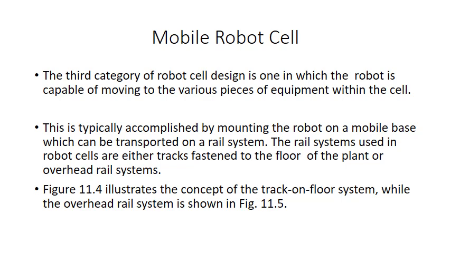Now let us move to mobile RoboCell. The third category of RoboCell design is one in which the robo is capable of moving to the various pieces of equipment within the cell. This is typically accomplished by mounting the robo on a mobile base which can be transported on a rail system. The rail systems used in RoboCells are either tracks fastened to the floor of the plant or overhead rail systems.